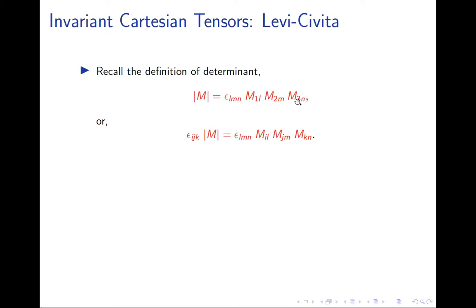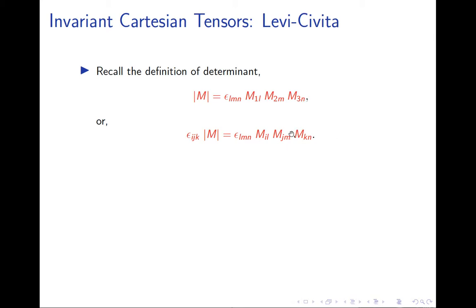Instead of 1, 2 and 3, I have replaced them by arbitrary free indices i, j and k, and then since free indices must match on both sides, I have put an epsilon ijk. You can check that this is also true. In particular, when I take i, j, k to be 1, 2, 3, it reduces to the first line. So this is just a generalized version of the first line, and the first line is the definition of the determinant.